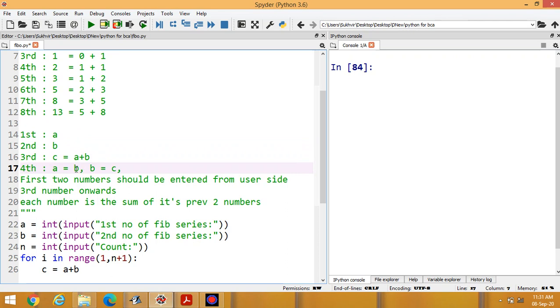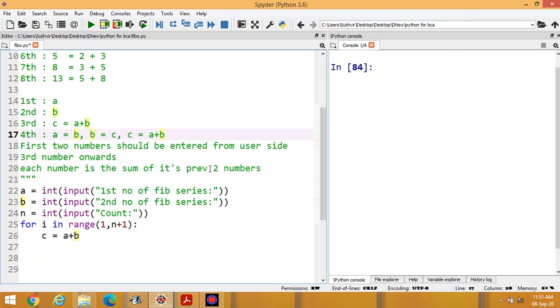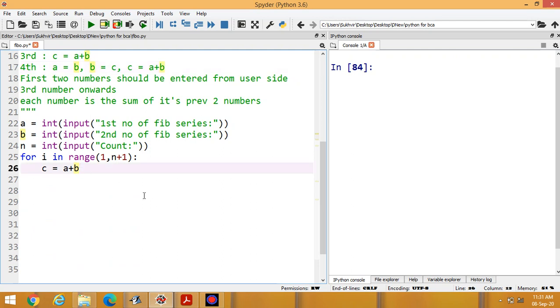A means the value of B is stored inside A. Value of C is stored inside B. Each time we have to do like this. And what about C? C is equal to now A plus B. Now C is the new value now. It means we can write here A is equal to B and B is equal to C.